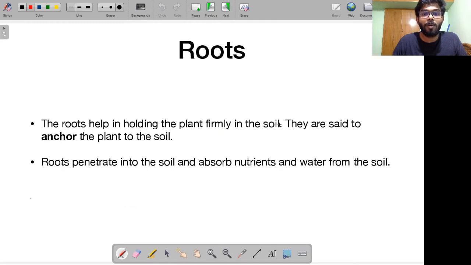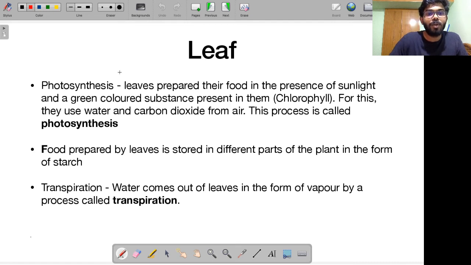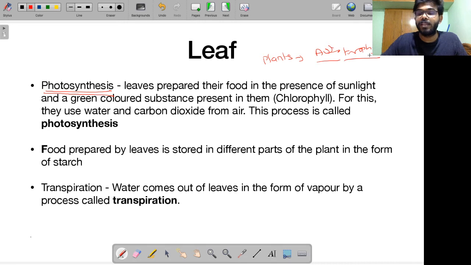Let us talk about the various functions performed in the leaf. As I told you, photosynthesis occurs in the leaf. If you remember, plants are classified as autotrophs. Autotrophs means plants are capable of making their own food. Whatever nutrient requirements the plants have are met through the process of photosynthesis. They are not dependent on any other animals for their food. For example, we are dependent on plants and animals, but plants are not dependent on anyone else. They make their own food through photosynthesis.